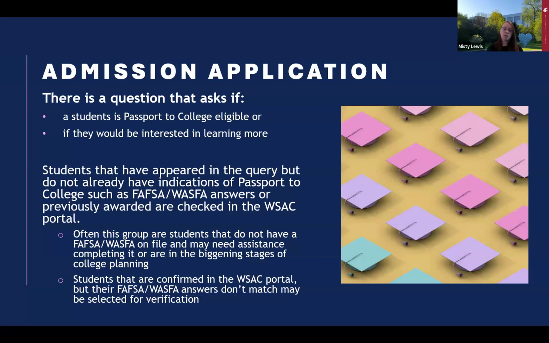Students that are confirmed in the WSAC portal, but not on their FAFSA-WSFA, we will use that confirmation to do the corrections on the FAFSA-WSFA and not make students get additional paperwork in order to be considered independent.